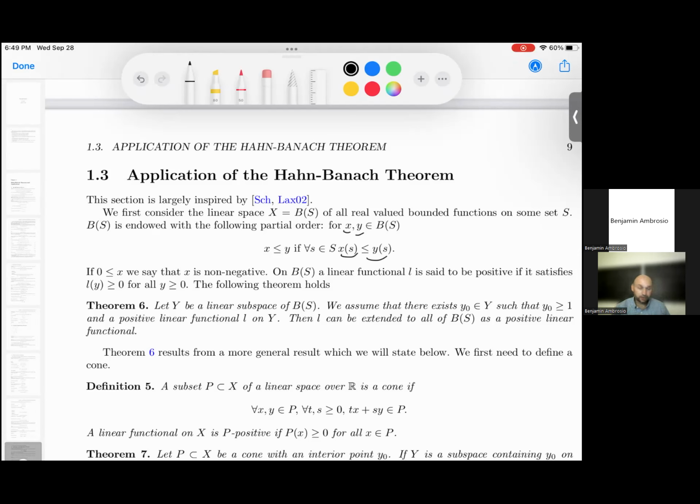So in this setting, we have the following theorem. If Y is a linear subspace of B, and if there is some y0 in capital Y such that y0 is greater than 1, and if a positive linear functional L is defined on Y, then you can extend L to all of B in such a way that L is a positive linear functional.